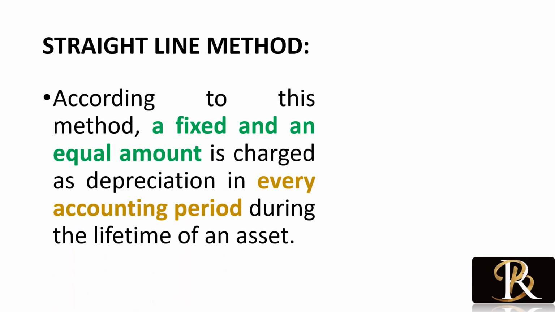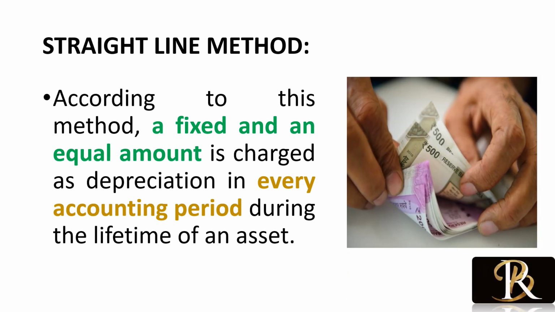According to this method, a fixed and equal amount is charged as depreciation in every accounting period during the lifetime of an asset. So the very simple concept here is that the amount of depreciation is fixed and equal for every year, and that depends upon the total life of the asset. Now the question is, why is this method called the straight line method? There is a specific reason, and that's why this method is known as the straight line method.